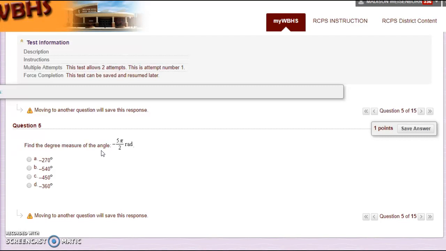Converting degrees to radians and radians to degrees. Remember, 1 radian is 180/pi. And if I'm going from radians to degrees, I want the pi's to cancel out, so pi should be on the bottom. If I'm going from radians to degrees, I want degrees to be on top.